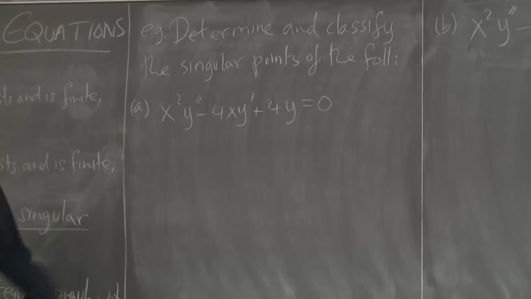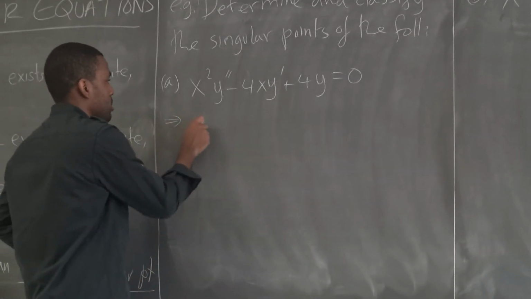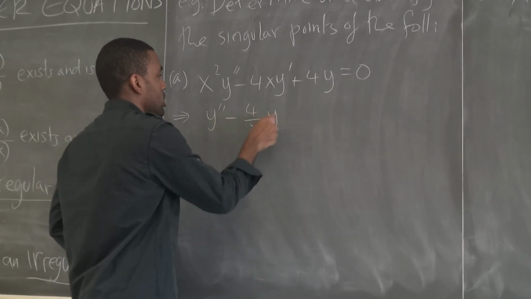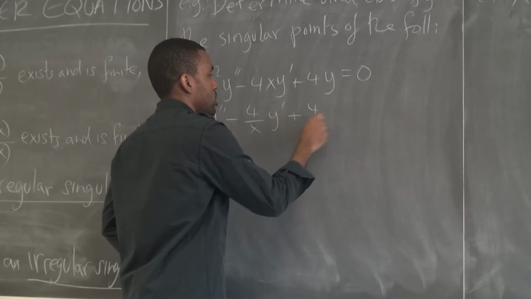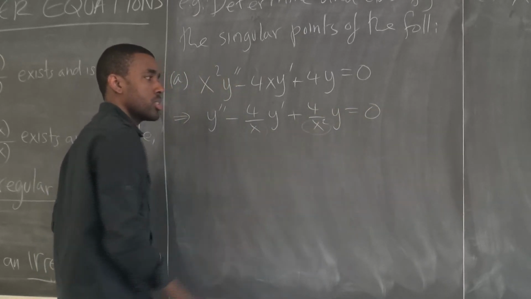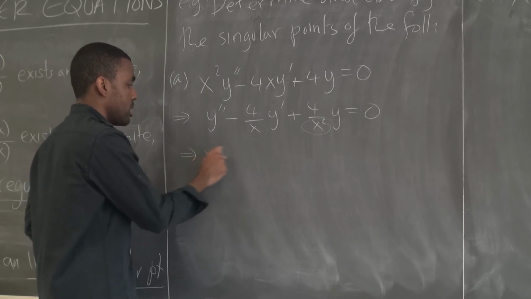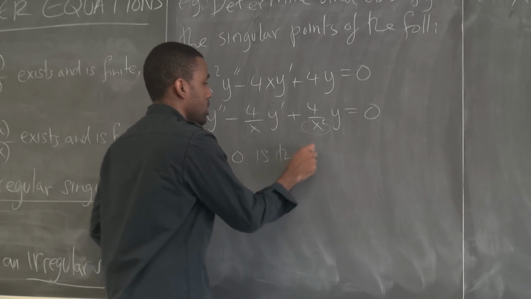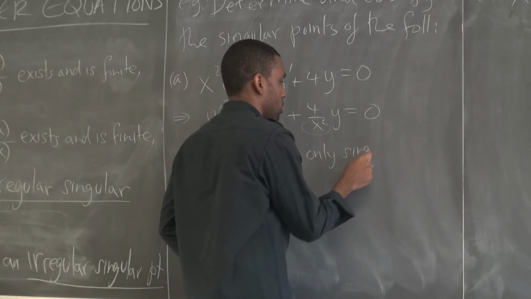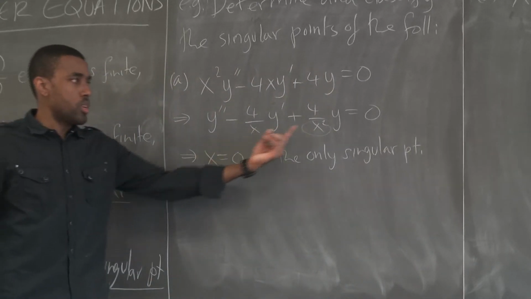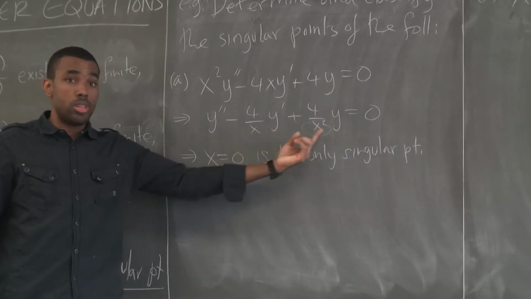Come on, let's start. Okay, how do you figure out what the singular points are? You put it in standard form, right? This means that y double prime, divide through by x squared, minus 4 over x, minus 4 over x squared, equals 0. And so now I have to set the denominators equal to 0. This means x equals 0 is the only singular point. Because 0 is the only thing that makes either of these denominators 0.